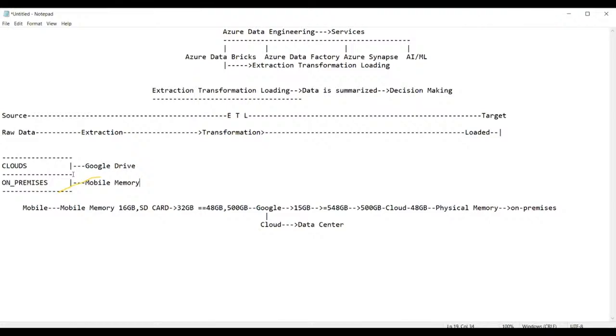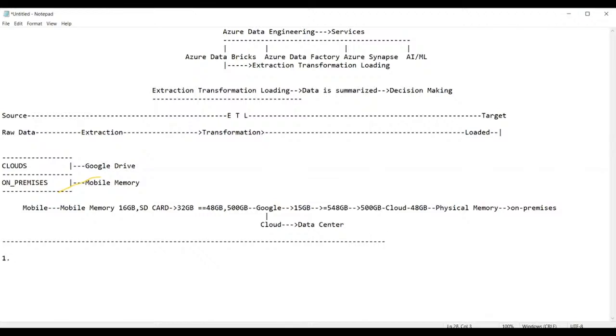So now, guys, as individuals we still want to move the data from physical memory to Google Drive memory. In the same way, many corporates are planning or moving from physical data to cloud data. For that, many cloud providers have come out to provide support. The following are the cloud providers we have.